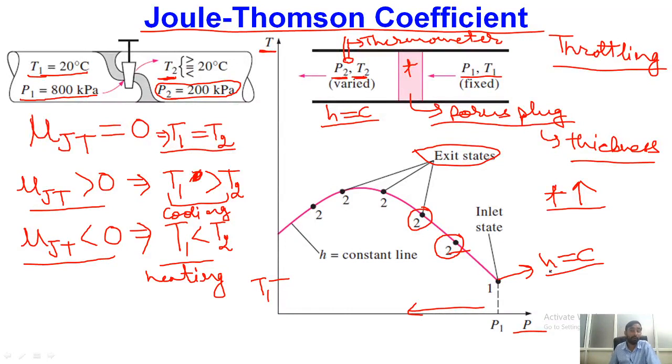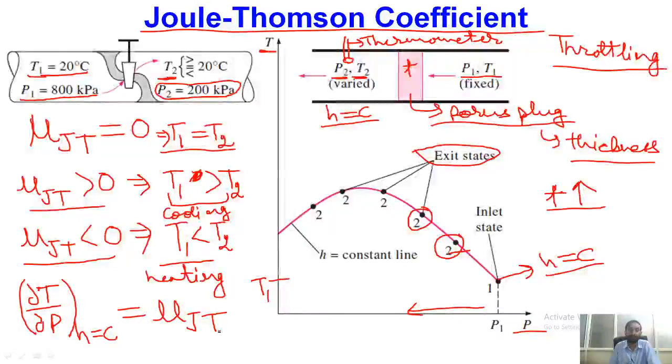Now from here the definition of Joule-Thomson coefficient evolves. If we take the slope of this line plotted on a temperature-pressure plot, that is del T by del P at constant enthalpy, that gives us our Joule-Thomson coefficient. So del T by del P at H equal to constant, the slope of this line, gives us the value of the Joule-Thomson coefficient.